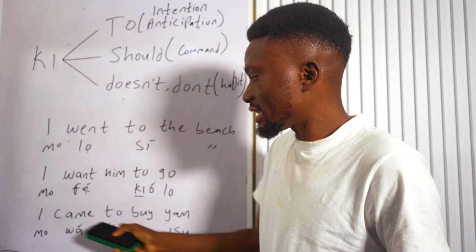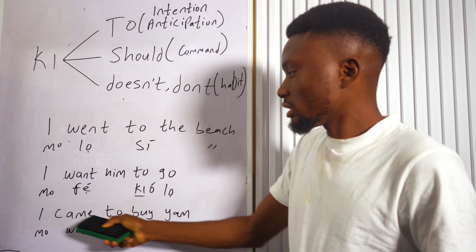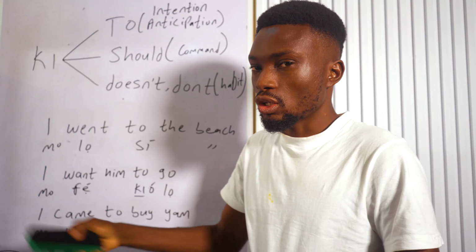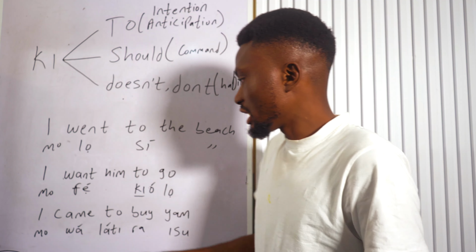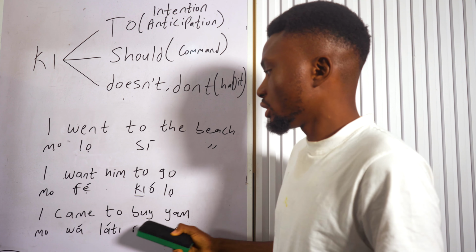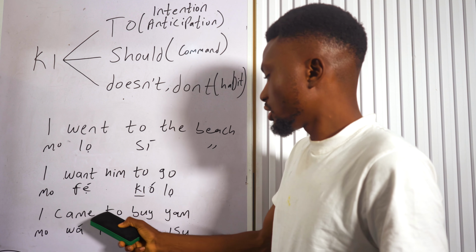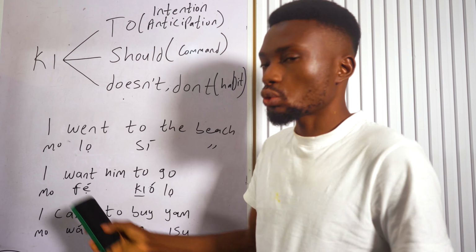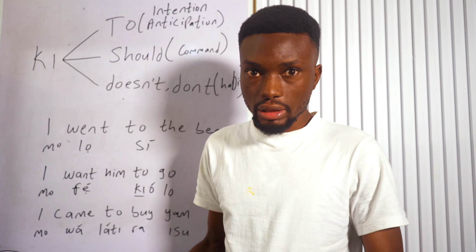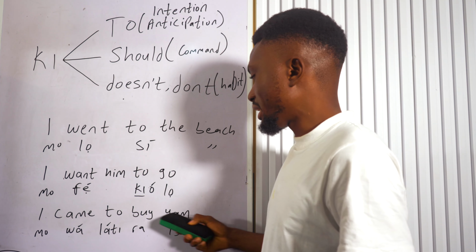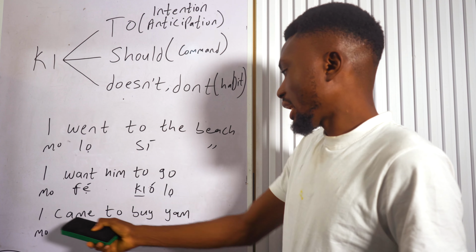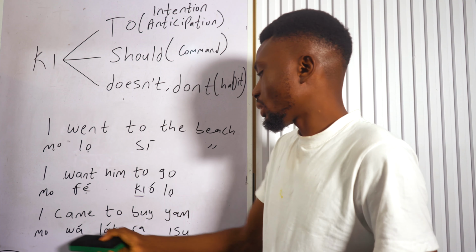But of course, the thing here is that you are not intending this on behalf of someone else or another object is involved. If it is, I want him to buy yam, it will be mo fẹ́ kí ó ra iṣu. But this one, you are revealing something about yourself. Like it is your own intention. Like I want to buy yam. Mo wá láti ra iṣu. I came to buy yam can even be mo wá ra iṣu.